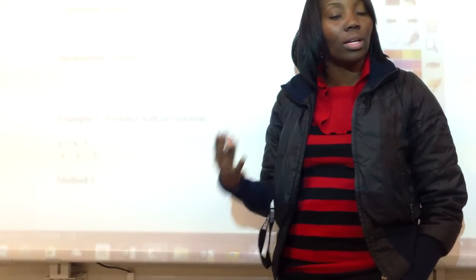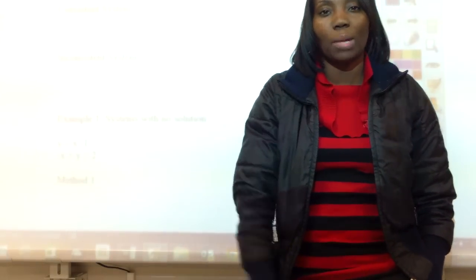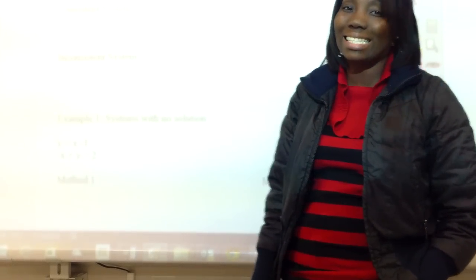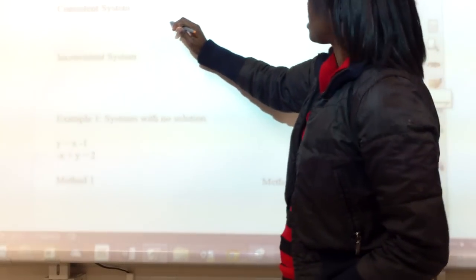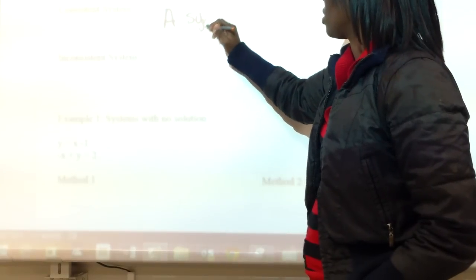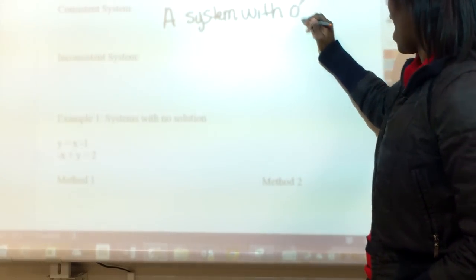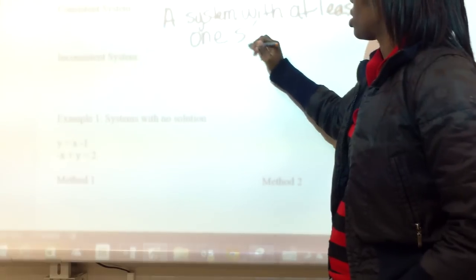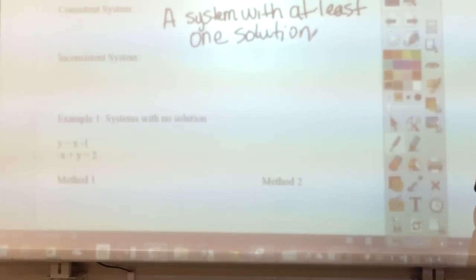If you cannot see the board, listen to my voice, look at what I write, or look at the paper in front of you that you picked up off the table that has the notes, and fill them in as we go. The first system says consistent system. And a consistent system is basically a system with at least one solution. A consistent system is a system with at least one solution.